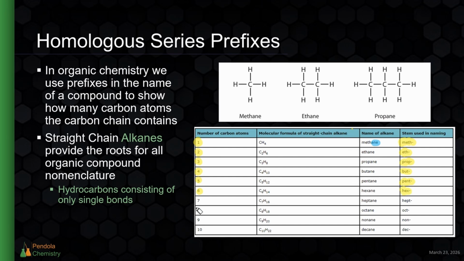pentane. 7 will be hept, so heptane will be a 7-carbon alkane. 8 will be oct, like octagon, so octane is an 8-carbon alkane, and octane is what is found in gasoline. 9 carbons will be non, so nonane will be a 9-carbon alkane. And 10 will be dec, so decane will be a 10-carbon alkane.